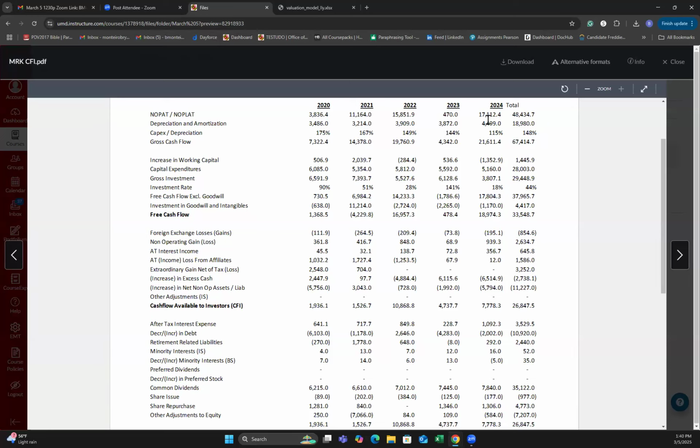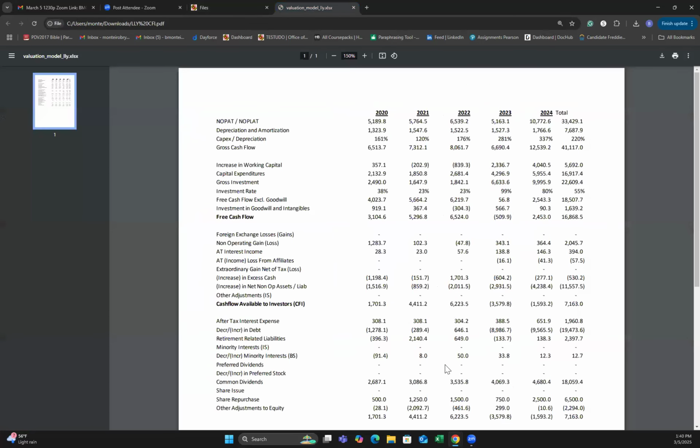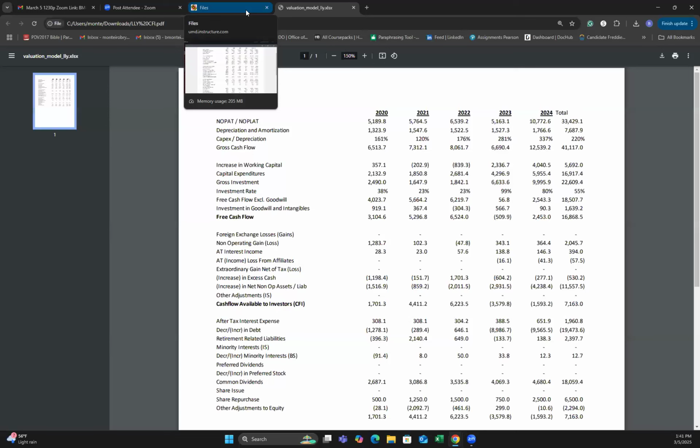Somewhere else where we could do a little comparison is their debt, income, and dividends, if you go all the way down here. As we can see, Merck is paying a lot more dividends: 6.2 billion in 2020 and 7.8 billion in 2024, compared to 2.6 billion in 2020 and 4.6 in 2024. So all of this is to show that the two companies are maybe in a different part of their life cycle, while Lilly is expanding more aggressively.